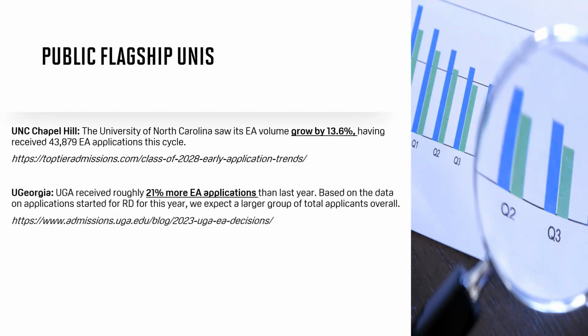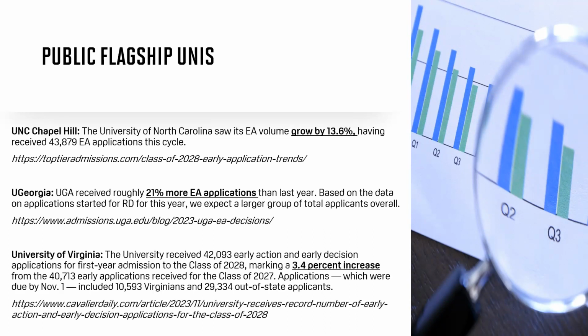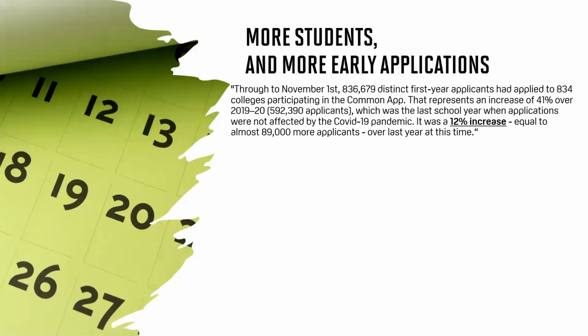Yeah. So, Georgia received about 21% more early action applications than last year. So they would expect a large group of total applicants overall. That's from the UGA blog. And the University of Virginia received 42,000 early action and early decision applications. So that's a 3.4% increase from the 40,700 or so received for the class of 2027. So we're really seeing more students and more early applications, not earlier applications, but more students applying early. So this is the really significant statistic, I think.